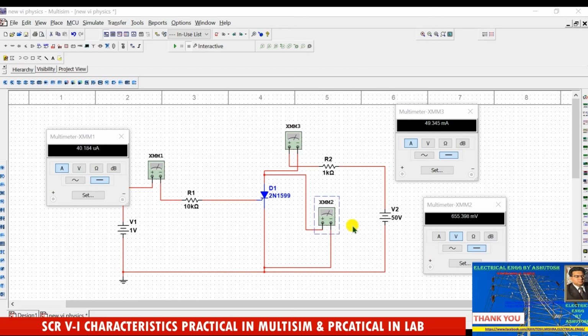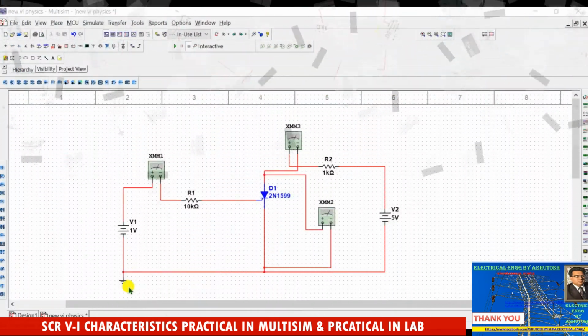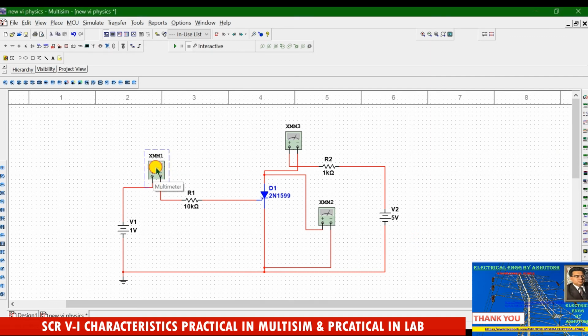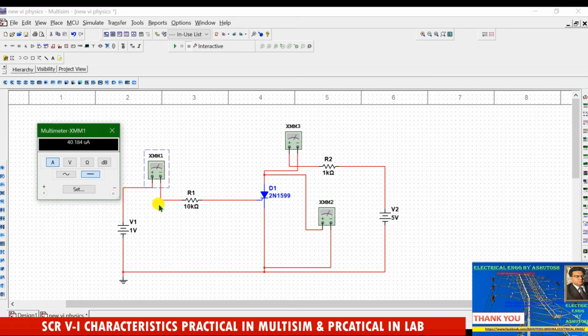So this was all about it. Now guys, we will construct the same circuit in Multisim software, and we will simulate this laboratory practical in our software. I have already prepared the circuit connections for the VI characteristic of SCR. As you can see, I have connected an ammeter in series with the resistance connected to the gate terminal, and there is a 1 volt battery connected between gate and cathode.